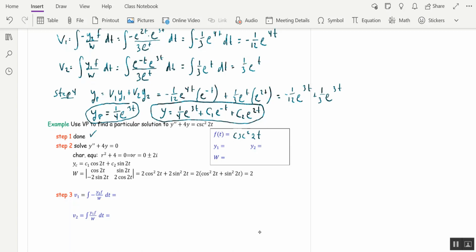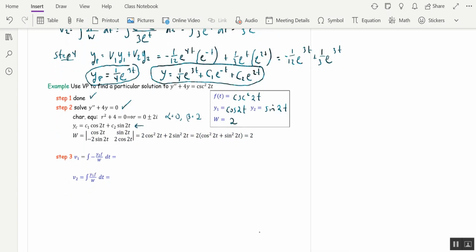Step 2, I'm going to solve the associated homogeneous equation, and I started this out. I wrote down the characteristic equation. The roots are complex, and so my alpha is 0 and my beta is 2. And so I wrote down the corresponding yc, and for my fundamental set, I'll let y1 be cos 2t and I'll let y2 be sin 2t. Then I take the Wronskian, which I already did in the interest of time, and you can read through that calculation. The Wronskian is 2.